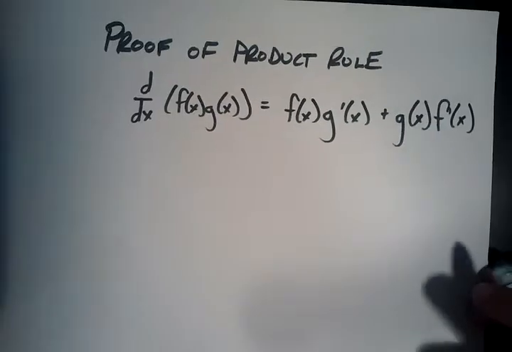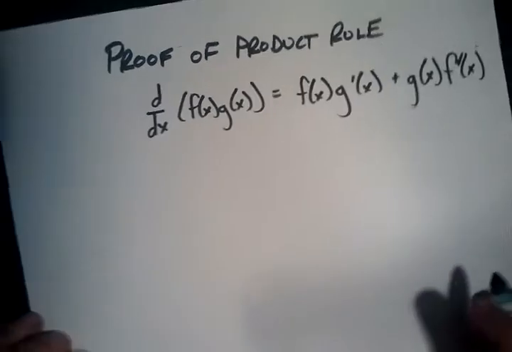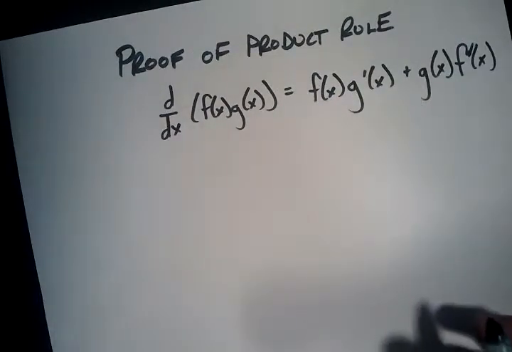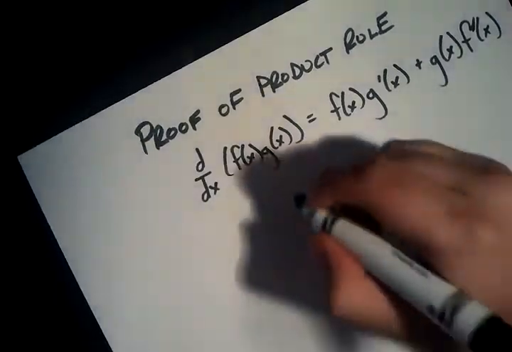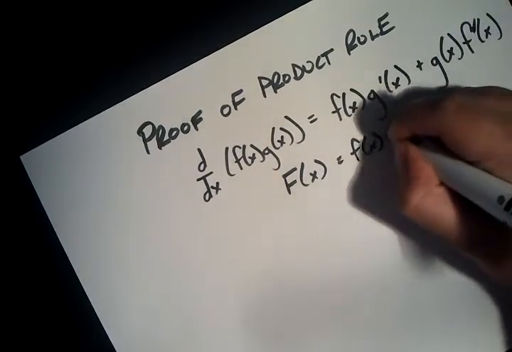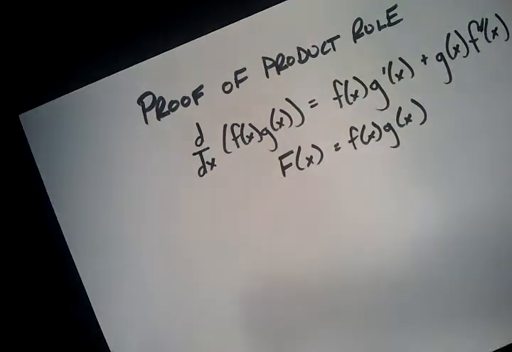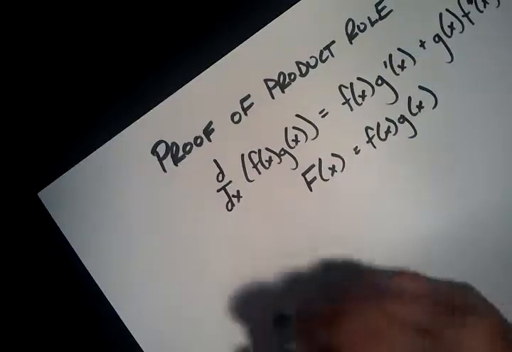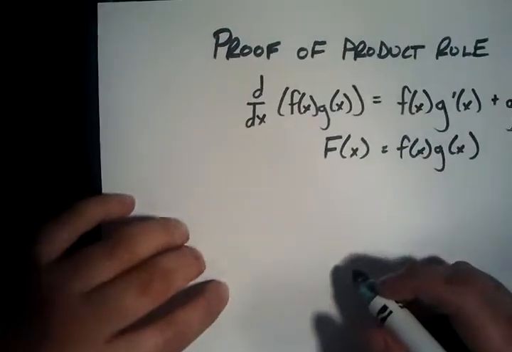And everyone uses it, but most people don't know how to prove it. So it's actually a very simple proof. It's not that rigorous at all. So first we're going to define a function called big F of x, which equals the product of the two functions. Now we're going to start taking limits of that function. So remember the definition of the derivative?